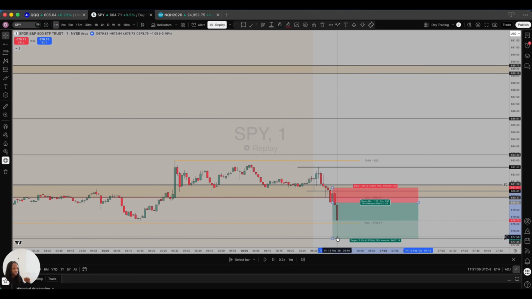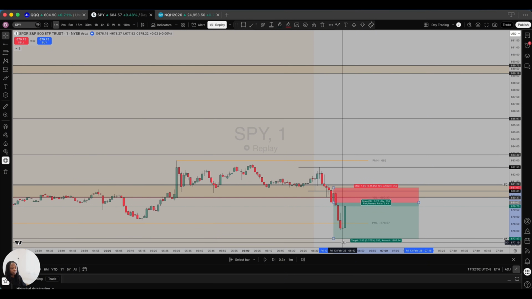So I entered this trade and I'm targeting the gap fill, and it does what? Exactly that. It doesn't have to be complicated. It doesn't have to be that hard. And look at that. Within the first 15 minutes of market open, I was done. And then I can go and enjoy my day.